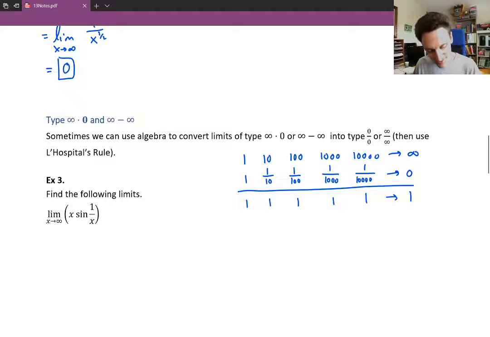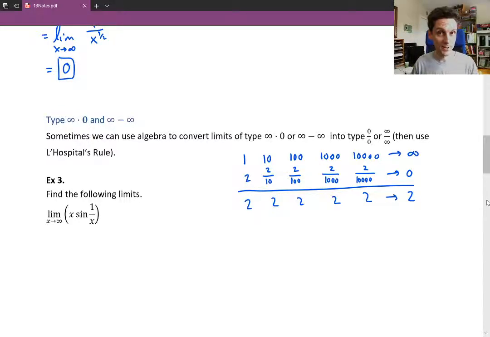But what would happen if you instead had a sequence of numbers like this? So instead of 1s, let's say you had 2, and then 2 over 10, and 2 over 100, and 2 over 1,000, and 2 over 10,000. Those numbers are still approaching 0, right? But every time we multiply these pairs of numbers, the 1 times the 2, the 10 times the 2/10, we get 2, right? So maybe infinity times 0 is 2.